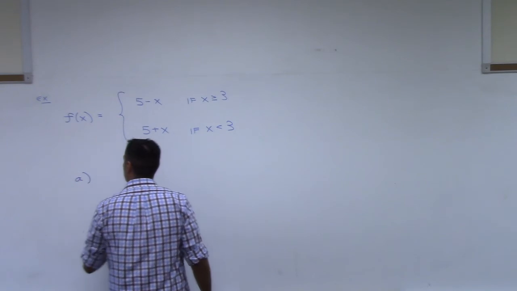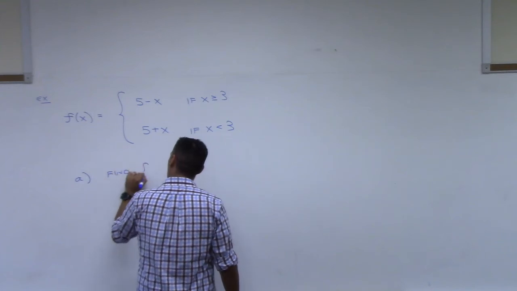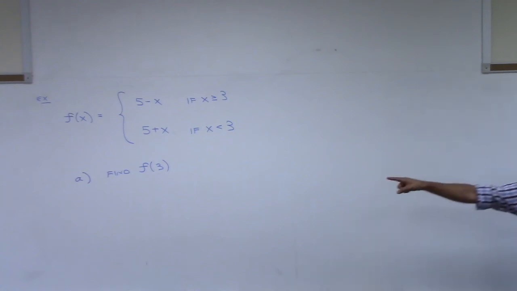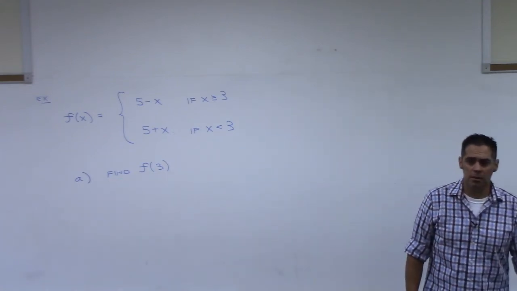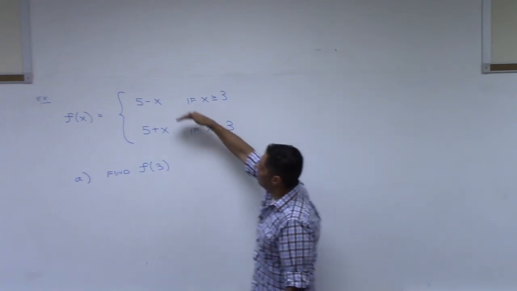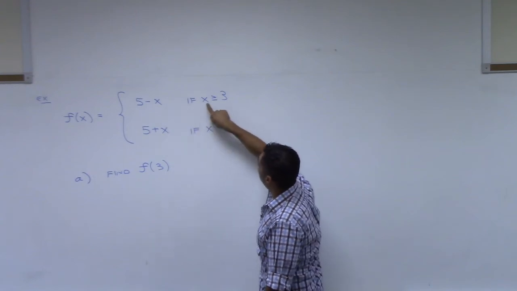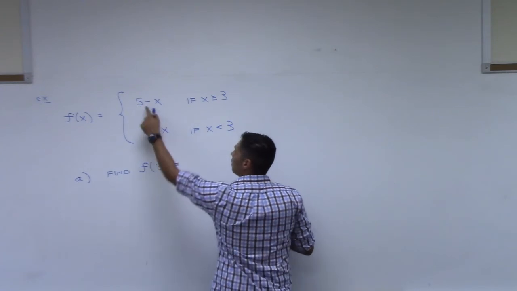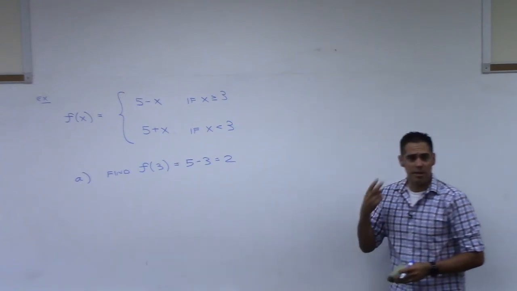First problem, first question. Find f of 3. Do you see a limit here at all? Am I asking you for a limit? No. I just want you to plug 3 into this function. So if I plug in 3, am I going to be in the top or the bottom? Top, because this says you do this if the x you're plugging in is bigger than or equal to 3. And we are plugging in 3, so we get 5 minus 3, which is going to be 2, right? So the function's value at 3 is 2.